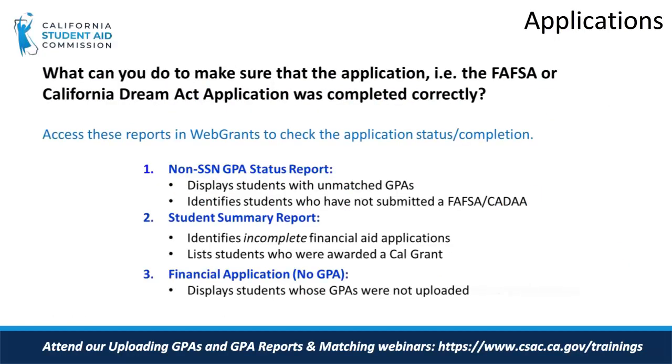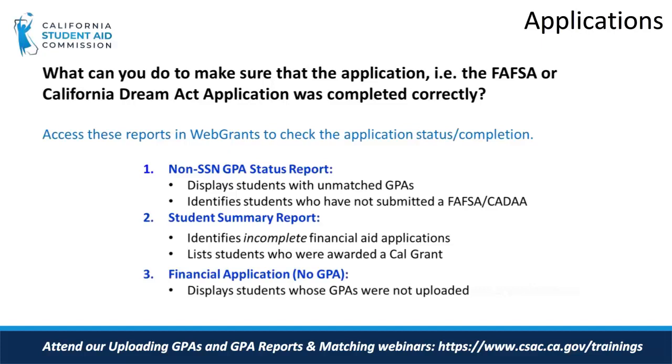What can you do to make sure that your students' applications were completed correctly? Access these reports in WebGrants to check the application status or completion of your students. The first report is the non-SSN GPA status report. This displays students with unmatched GPAs and identifies students who have not submitted a FAFSA or the California DREAM Act application. The second report is the student summary report.